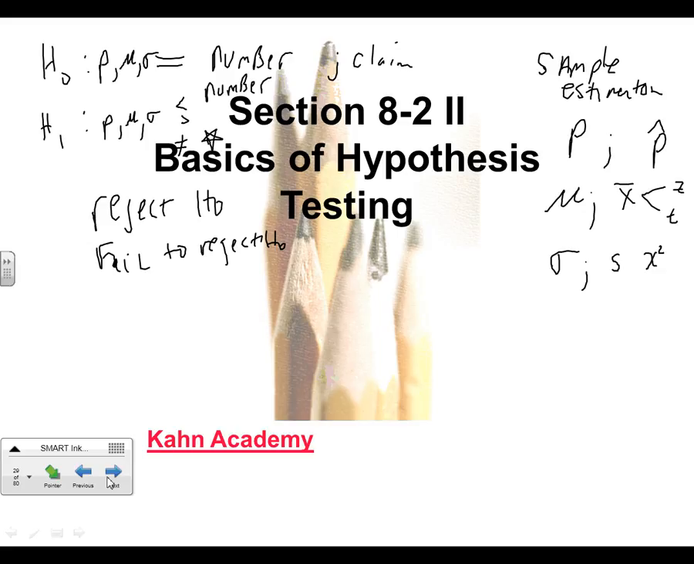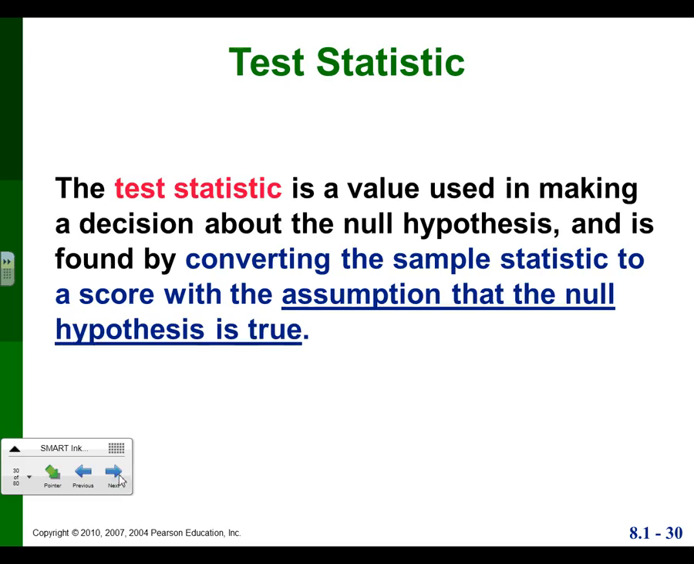So we're going to talk more about it and keep going. The test statistic is a value used to make a decision about the null. It's found by converting a sample statistic to a score with the assumption that the null is true. So we are assuming that the claim is true. Sometimes it's known as a proof by contradiction in mathematics. You assume it's true until something turns out false. Okay?